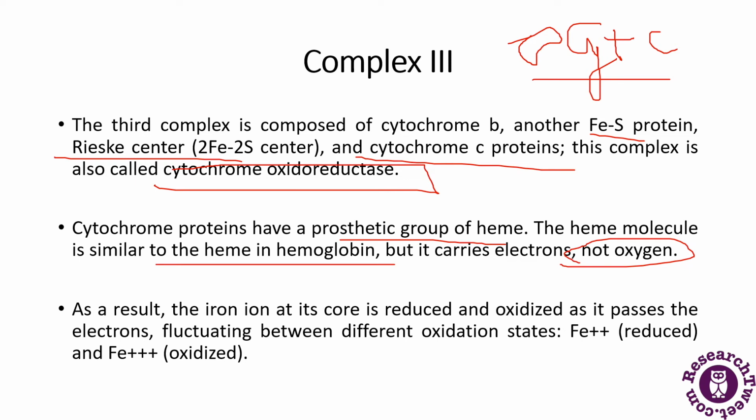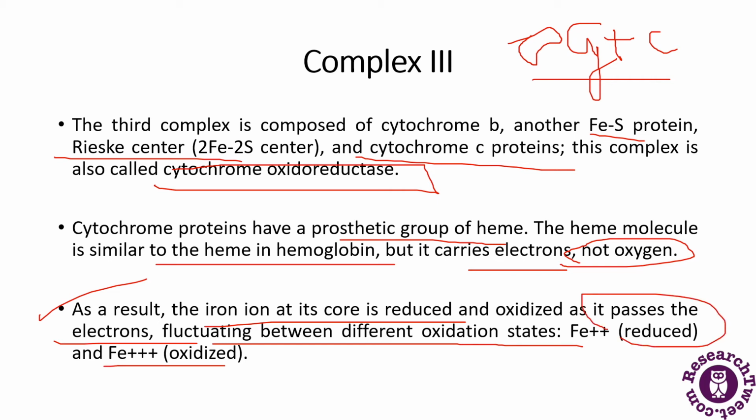The oxygen is not being carried. It only carries the electrons. As a result, the iron ion at its core is reduced and oxidized, and it passes the electrons, fluctuating between different oxidation states, that is Fe2+, the reduced state, and Fe3+, the oxidized state. So this was about complex 3.